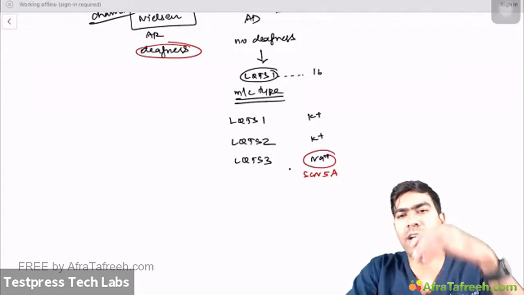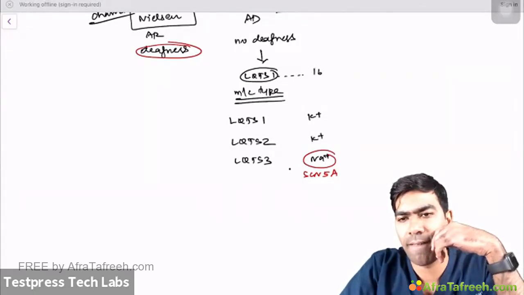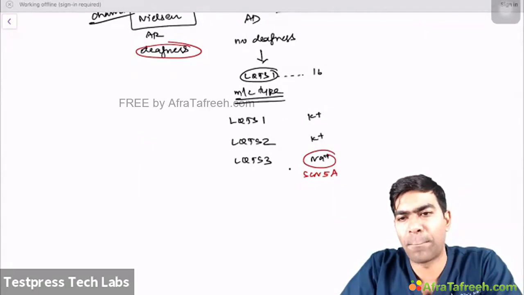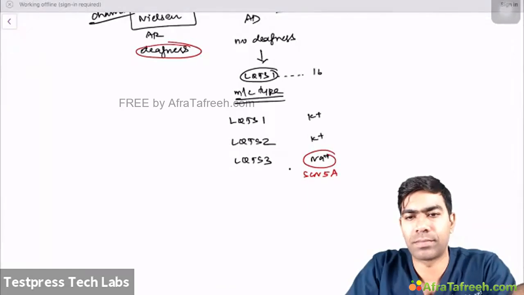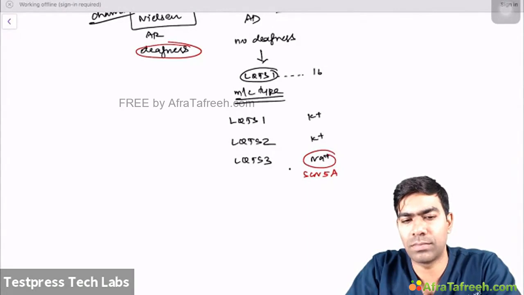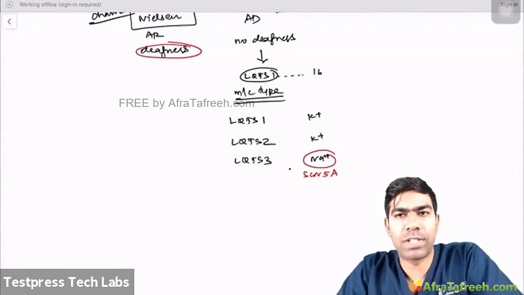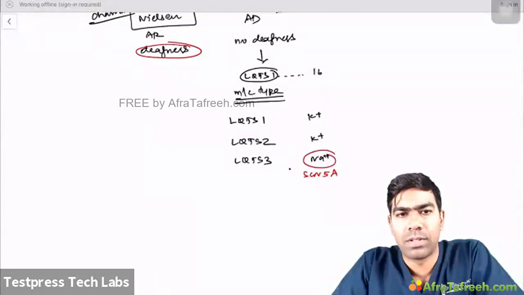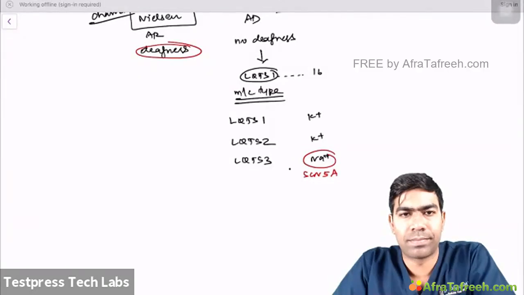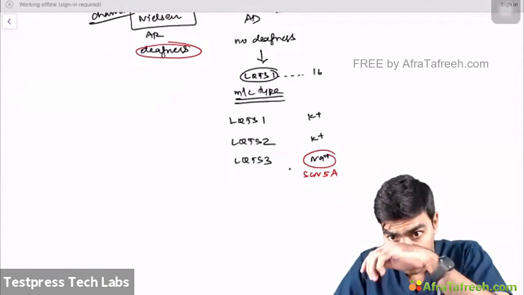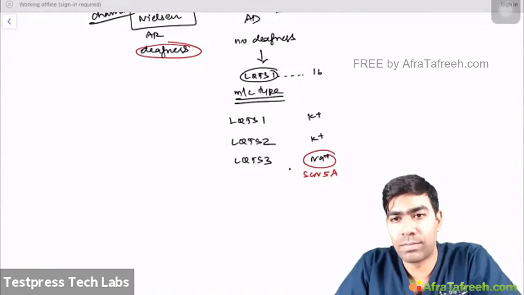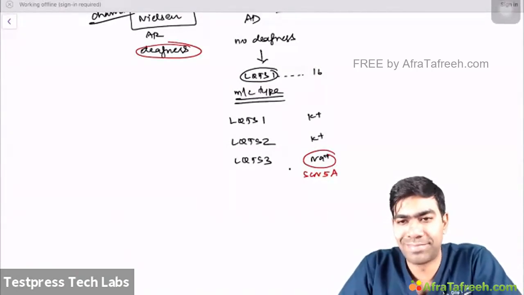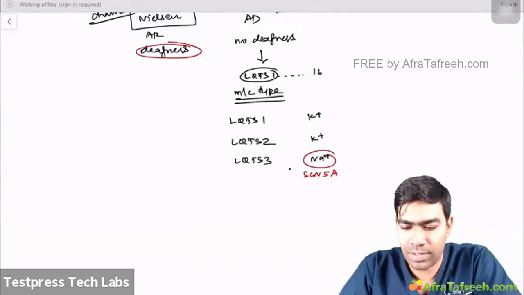So where else will you get an SCN5A defect? It's a sodium channel defect. You're talking about Brugada syndrome. Brugada syndrome.